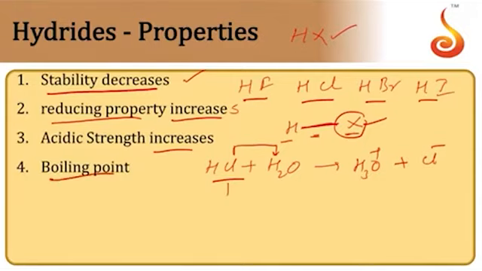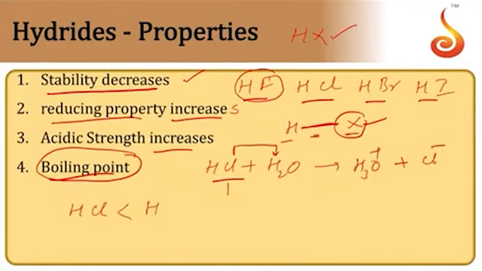Coming towards boiling points, because all molecules are covalent in nature, the boiling points depend basically upon the molar mass of the compounds. And the molar mass of the compounds is increasing down the group, thereby boiling points have to increase. The only exception is HF, because HF has hydrogen bonding, therefore the molecule has the highest boiling point. So HCl will have the least boiling point here.